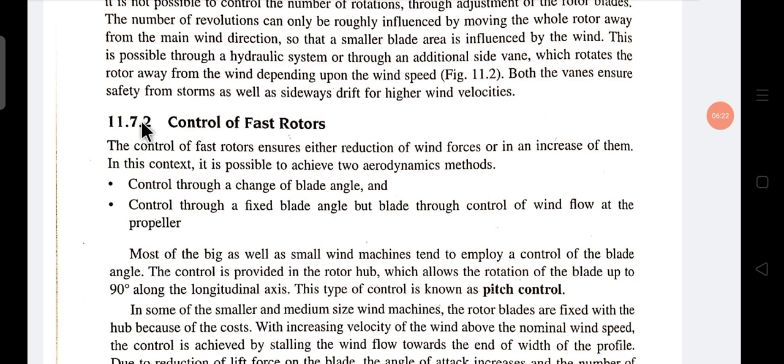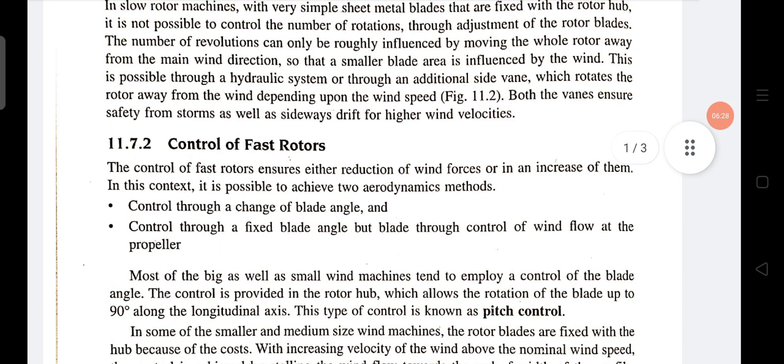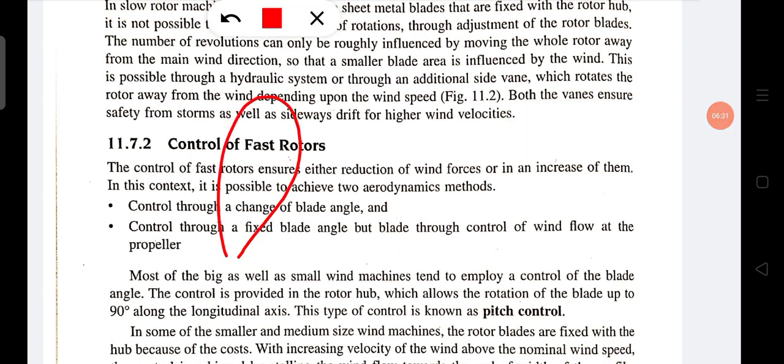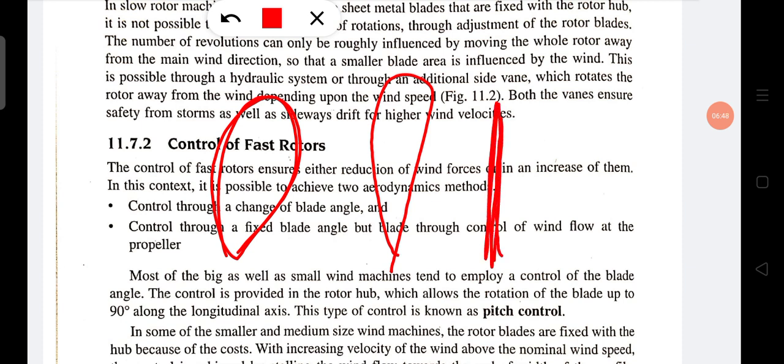That means in one method we can control the angle of the blade. Let's say this is the blade, and the angle of the blade means this blade can be placed like this, or like this, or like this, 90 degrees. That means this angle is less or more. By varying that angle we can control the speed of the rotor.